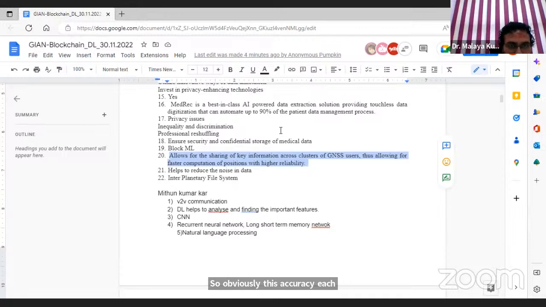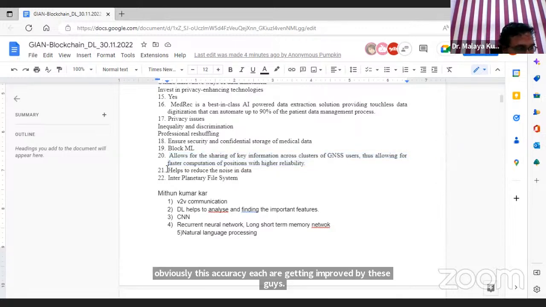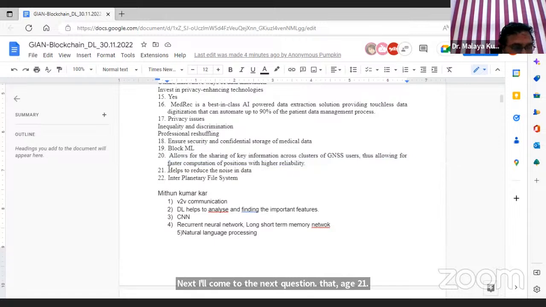Next we'll come to the next question, that is 21. What is the purpose of autoencoders in healthcare? Helps to reduce the noise in the data. This answer can be given in another way. Basically, in healthcare, we have a large amount of data. When we talk about wearable devices, which continuously stream data, we require a huge space, and analysis also becomes cumbersome.